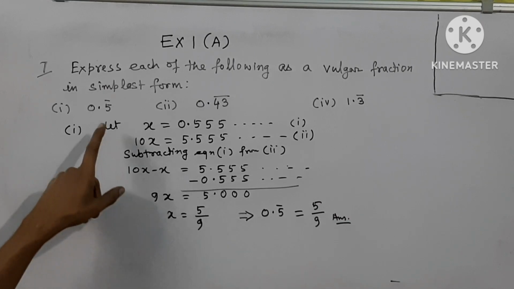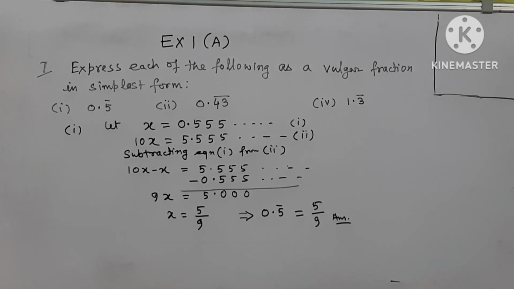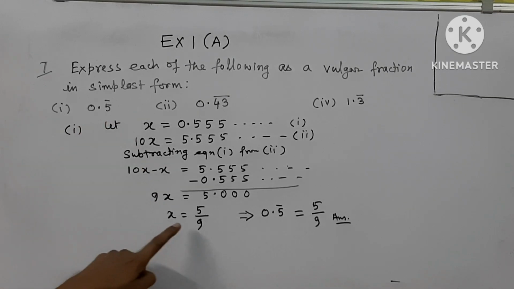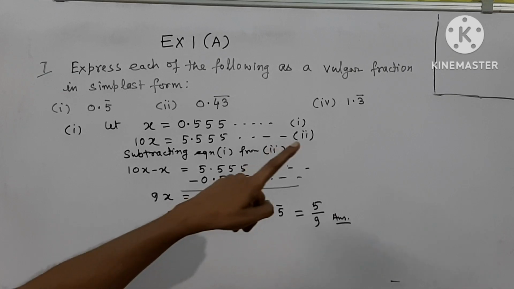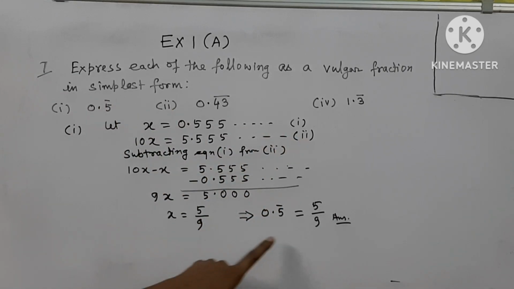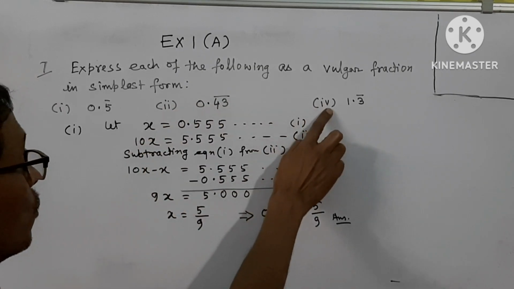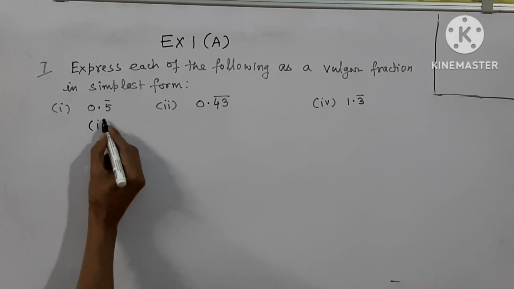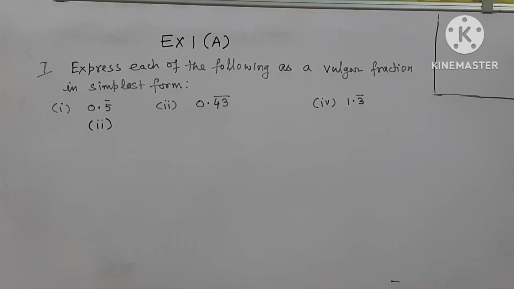How to convert non-terminating repeating decimals into vulgar fraction in simplest form, you understood. Let's do 2 and 1 more, then we'll close the exercise, and the rest all you will do yourself. Number 2. Let's see the solution for number 2.